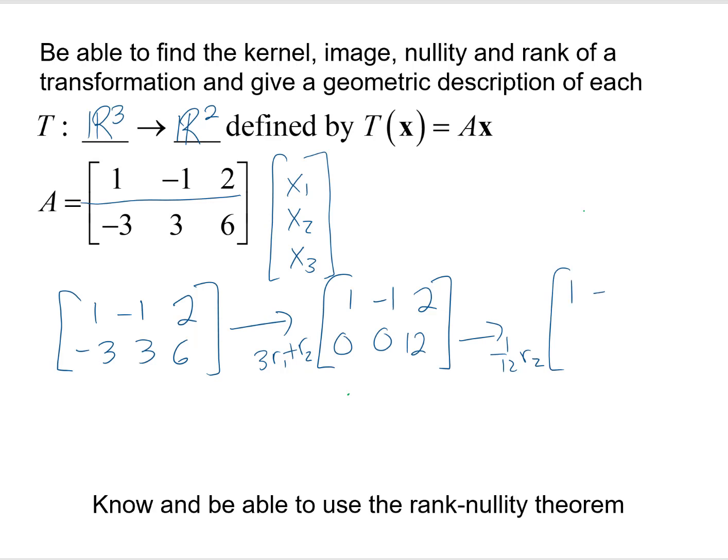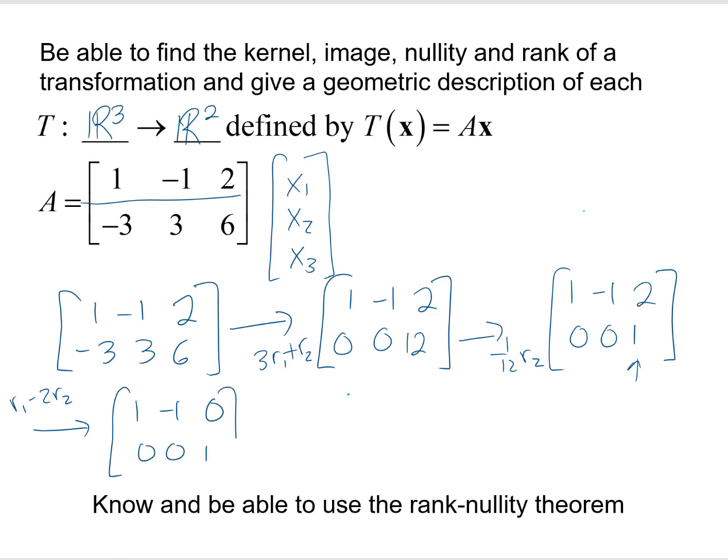So that's going to be 1, negative 1, 2, and 0, 0, 1. Then I'm going to use this one to zero out the 2 above it. So I'm going to do row 1 minus 2 row 2, and that would be 1, negative 1, 0, and 0, 0, 1. So this is the RREF of A. We can tell a couple of things from this.